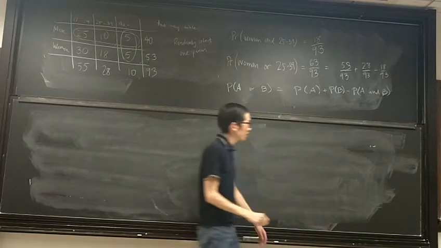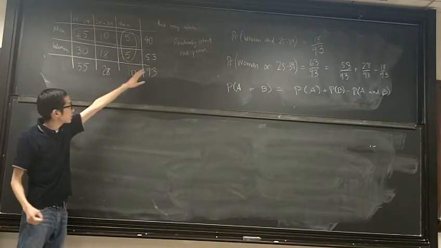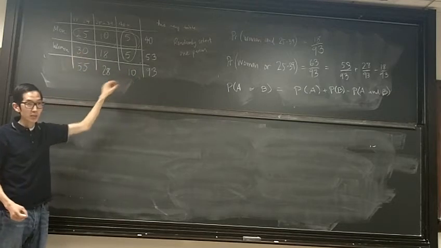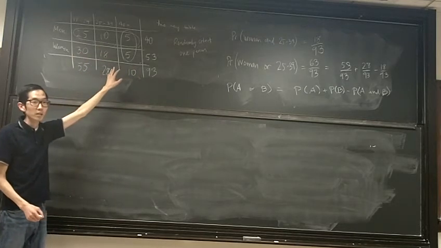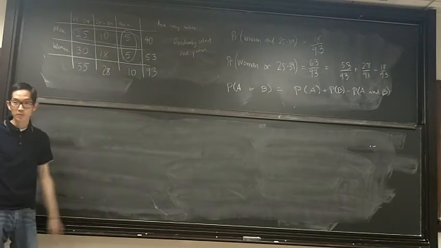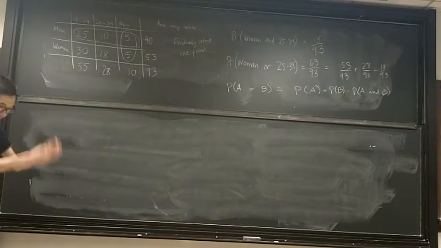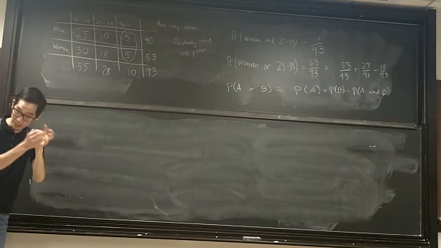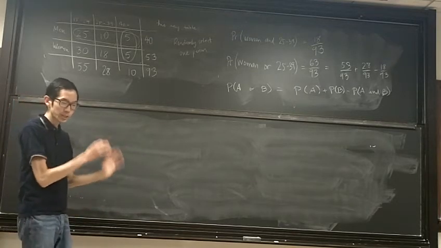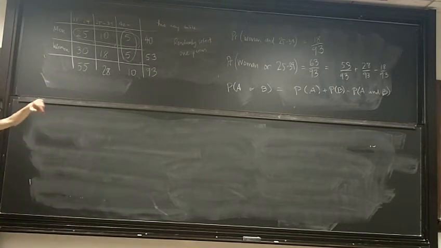And it's because when I do all the women, 53 represents this whole row, and 28 represents this entire column. But I've double counted this group. Oh, because 28 already has 18. Yes, 28 has 18 in it, and 53 also has 18 as part of it. So we're double counting it. We want to get rid of it once. Okay.